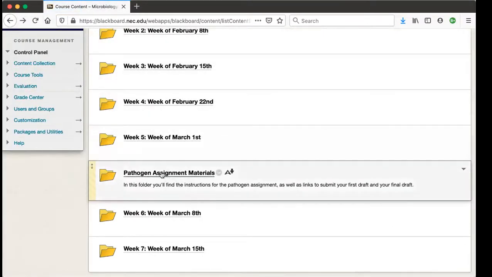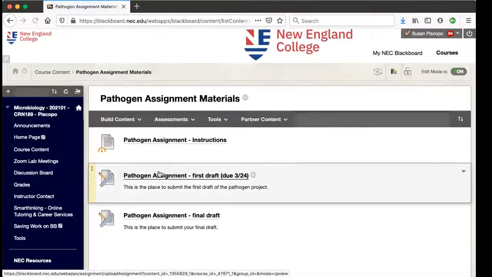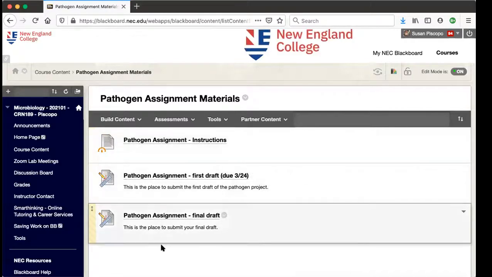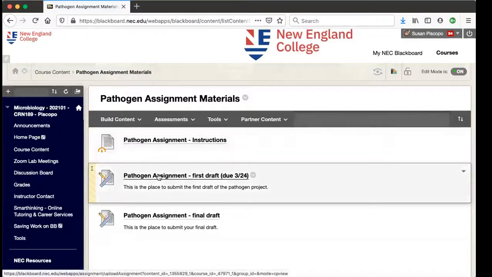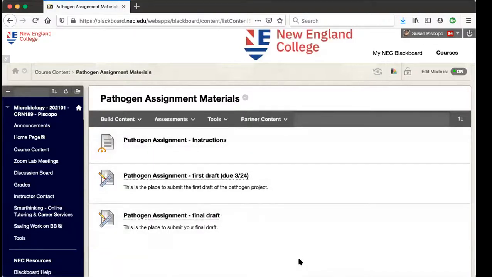But I want to take a minute now and click on this new content folder, which is called Pathogen Assignment Materials. If you look into our syllabus and schedule, you'll note that there's something in the special assignments column called the pathogen table. This is not really so much about a table, it used to be, but this is more of a writing assignment that you'll be doing. I'm going to click on that content folder, and you'll see there are 3 items in here. One is the instruction sheet, and then there are 2 links for submitting things to me for grading.